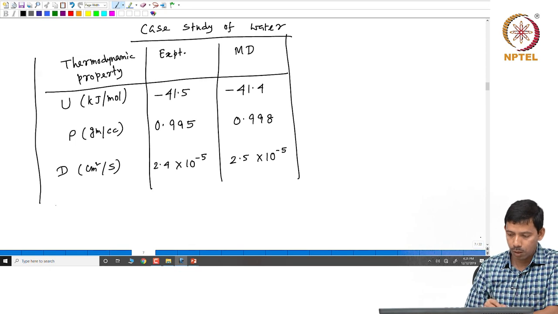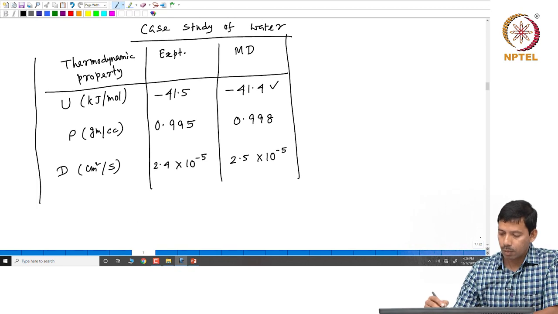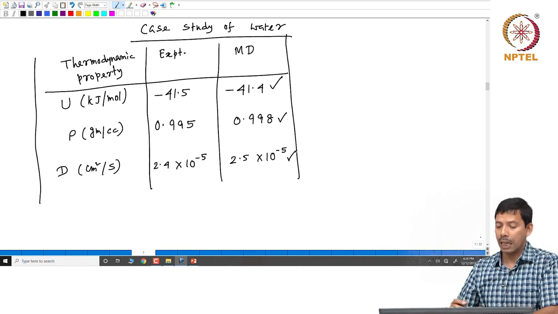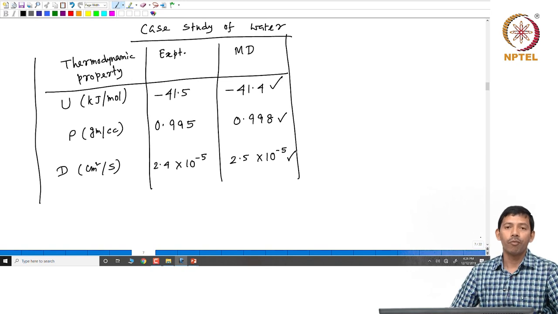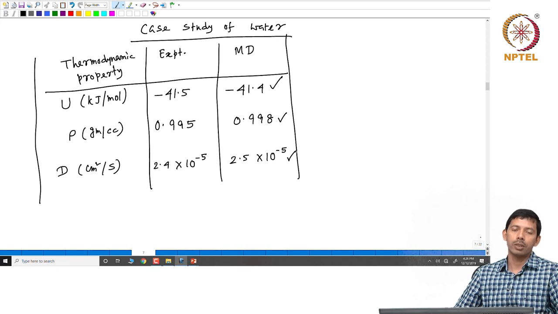So as you can see, we can reproduce the experimental data very well by choosing the right force field parameters. This shows the robustness of the MD simulation technique to generate the microstates, and after we generate the microstates, we take the ensemble average or the time average to get the properties for which experimental data are available.